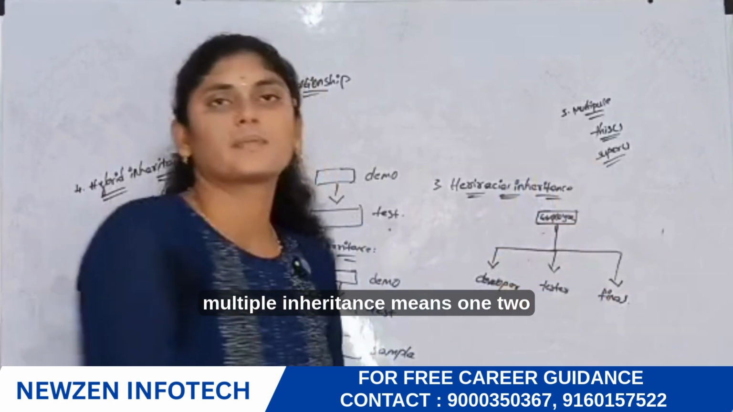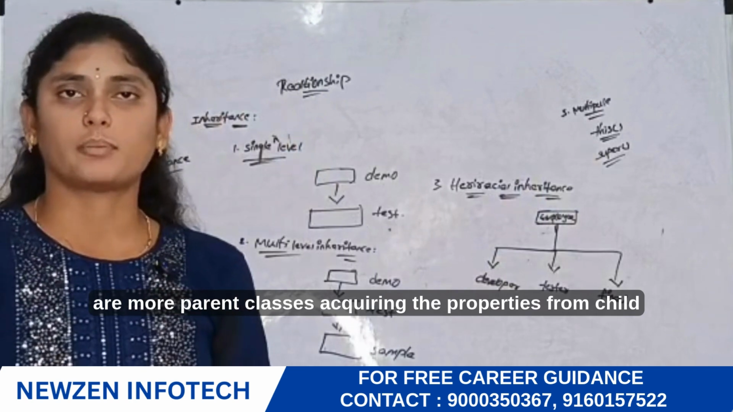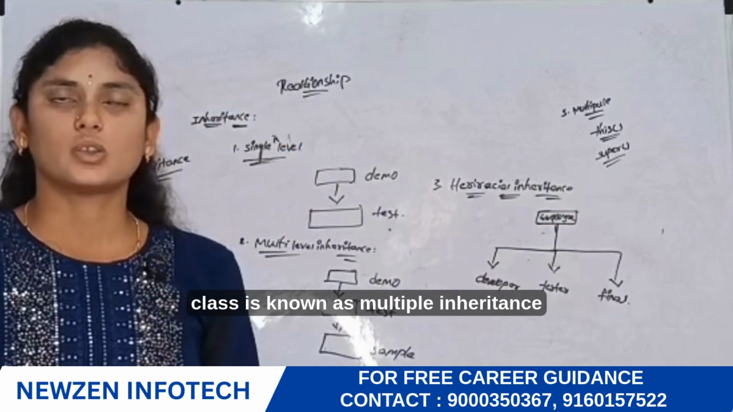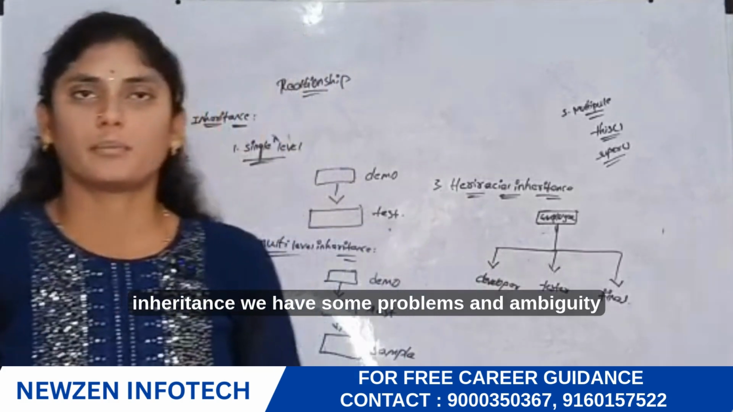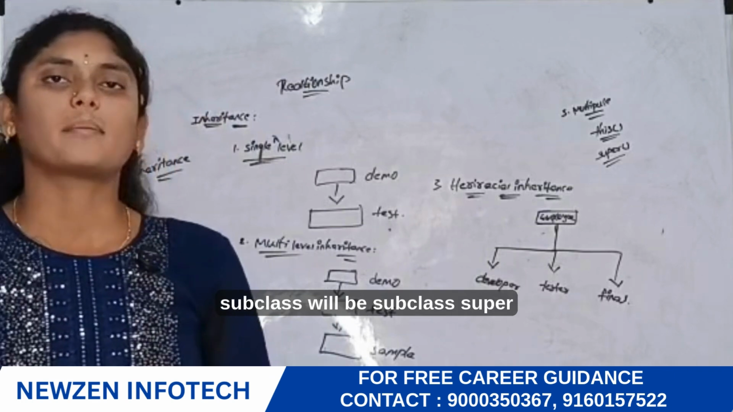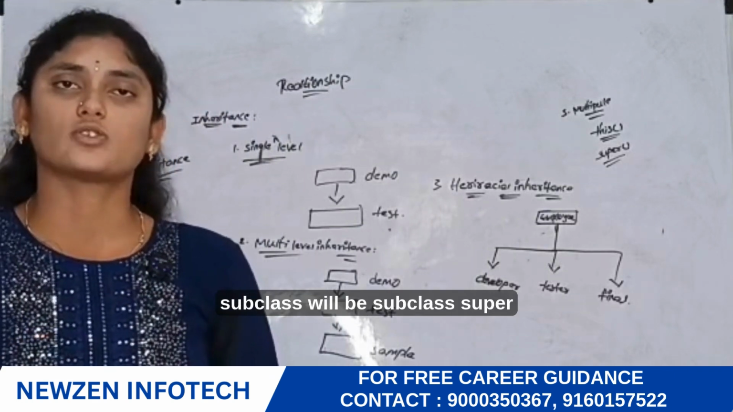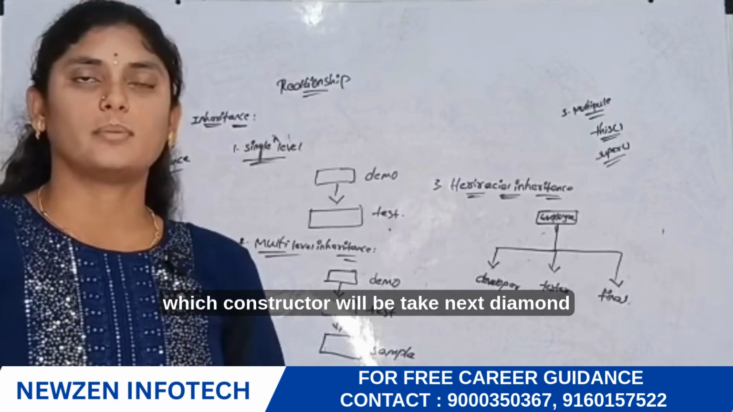Multiple inheritance means two or more parent classes sharing properties with a child class, known as multiple inheritance. In multiple inheritance we have some problems. Ambiguity. This leads to ambiguity, meaning the subclass super statement is confused about which constructor to invoke.